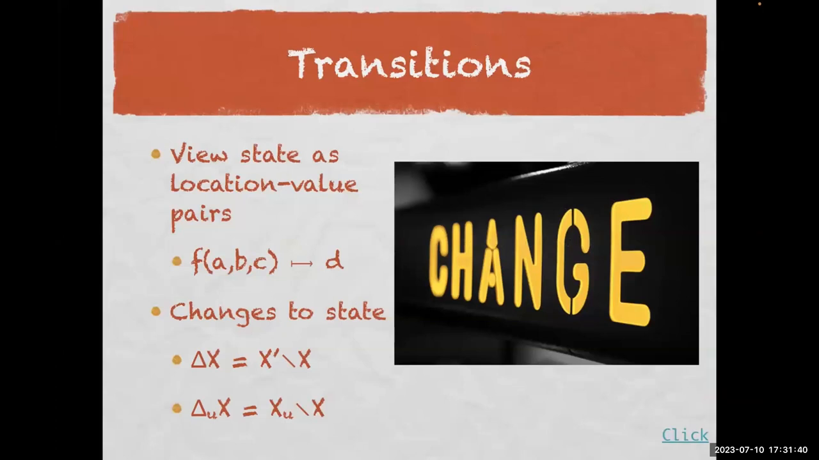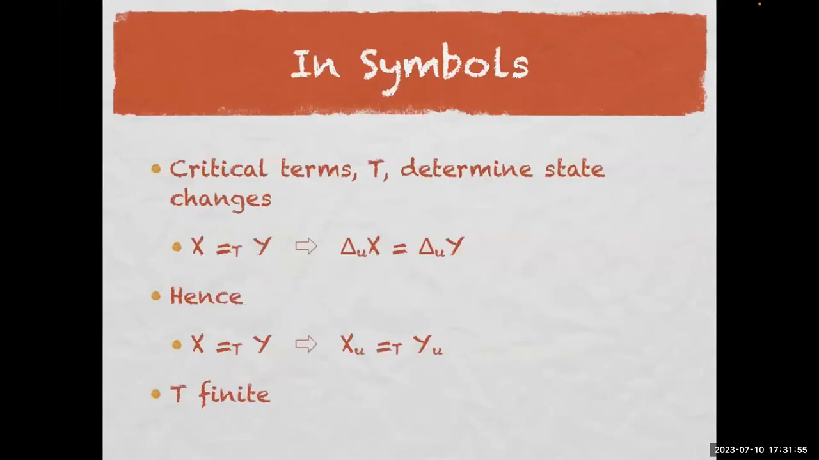So not only do you have the kind of changes they had before, the discrete locations in the state, but you have changes over time. Now, after a signal U, you can look at the difference of states, see what's changed over time. And the same kind of condition as before: you have some finite set of terms, called critical terms, that determine behavior. So if two states agree about those terms, then they do the same thing. They make the same changes, the deltas. So if X and Y agree on all the terms T, then after some signal U, the changes in the state X are going to be the same changes in the state Y.